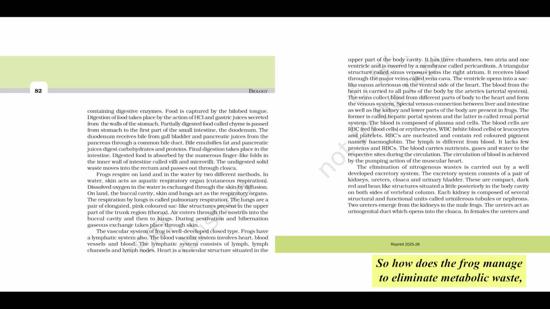So how does the frog manage to eliminate metabolic waste, particularly nitrogenous waste, given its varied lifestyle? Another vital system for the frog's survival and internal balance. The elimination of metabolic wastes, especially the toxic nitrogenous byproducts from protein metabolism, is carried out by a very well-developed excretory system. This system filters waste products from the blood and maintains the body's fluid and electrolyte balance. The primary organs are a pair of kidneys, tubes called ureters, the cloaca, and a urinary bladder.